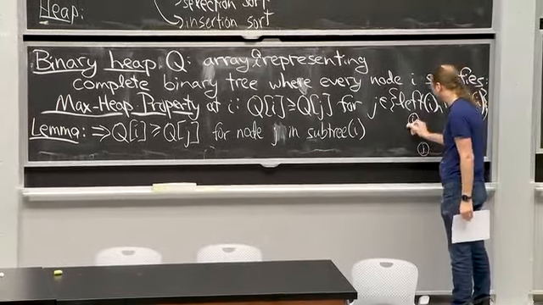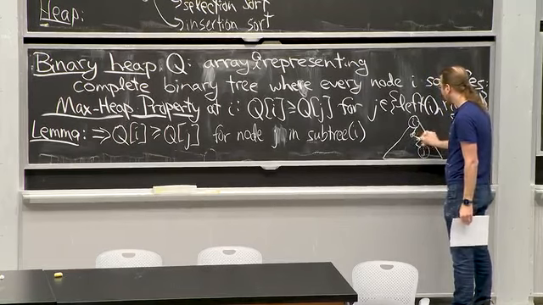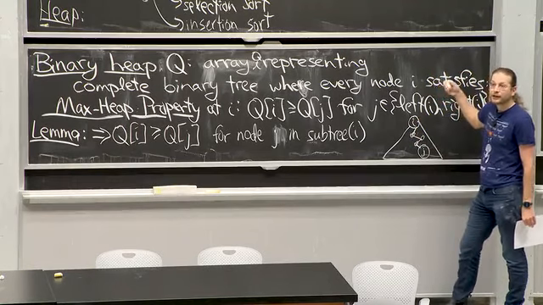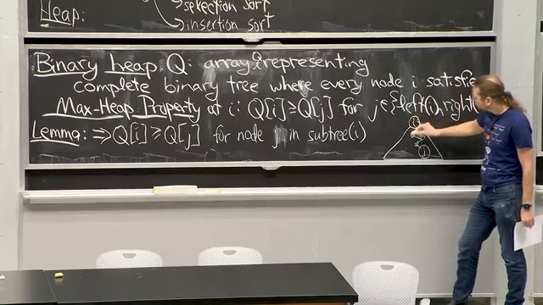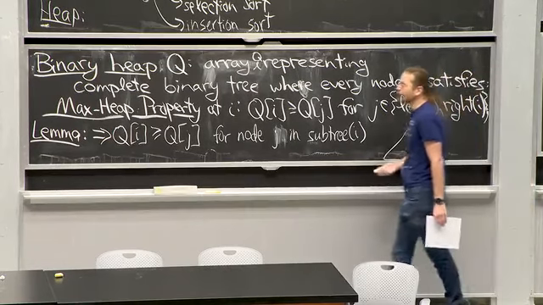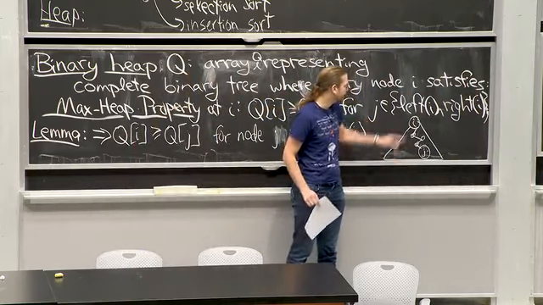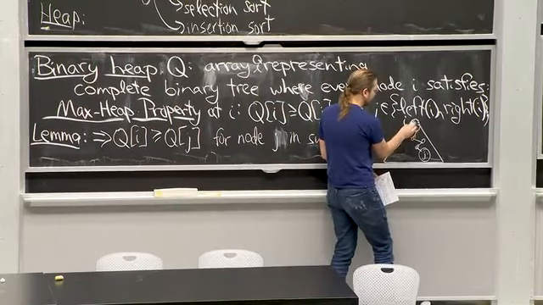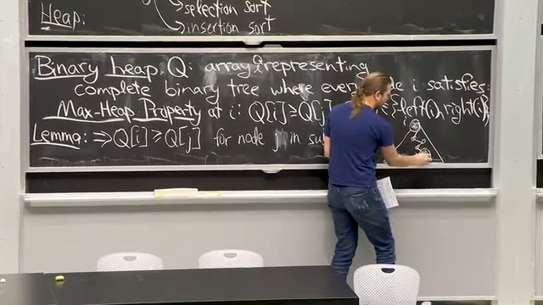If you have two nodes I and J, where J is somewhere in the subtree of I, that means there's some downward path from I to J. You know that for every edge we traverse on a downward path, our key goes down, non-strictly. So every child is less than or equal to its parent. I is greater than or equal to this, is greater than or equal to this, is greater than or equal to J. By transitivity, the key in I is greater than or equal to the key in J. This is what we're calling I, the index. This is what we would call Q of I. This is index J, Q of J.